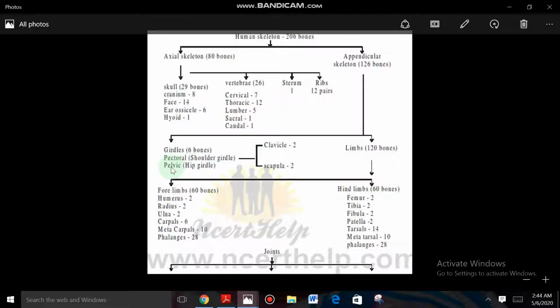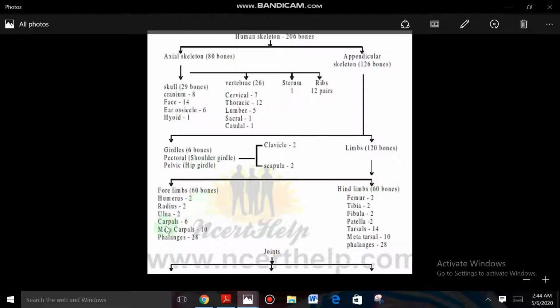And the pelvic girdle is presented in the region of the lower abdomen, in the pubic region. Both legs are attached to the pelvic girdle. The pelvic girdle is made up of 2 coxal bones. So 2 coxal bones are joined, and to that both legs are attached, right?